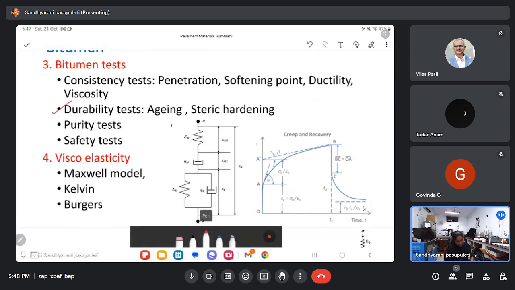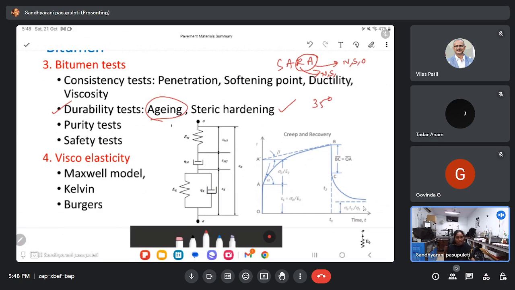In the durability test, not just the aging, there is also steric hardening. As I have discussed, in the SARA fractions, resins and asphaltenes are both polar in nature. That means they also have nitrogen, sulfur, and oxygen heteroatoms. So even at room temperature, let us say 35 degrees, these will react with each other and form these oxides, and the bitumen becomes more stiff even without heating, without exposing it to oxygen. But still, this is a temporary process.